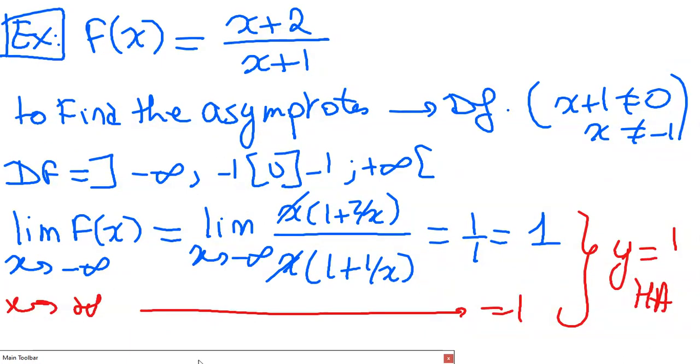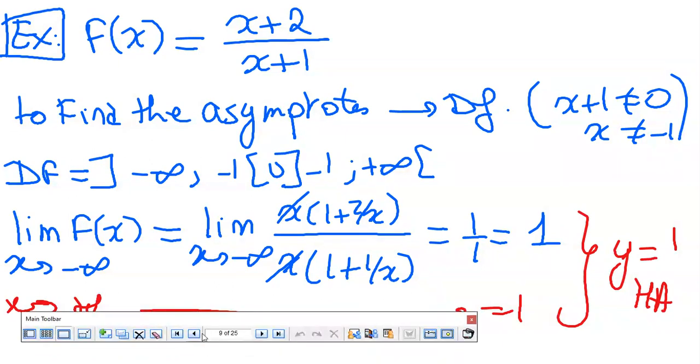Now let's do this example. Every time I need to find the asymptote, I need to find the domain of the function. So what is my domain here? It's x not equal to minus 1. And then you do the limits at the boundaries. When you do the limits at the boundaries, it will help you find the asymptote. Guys, I will leave this part to the next video. I'll do this one and the oblique asymptote.